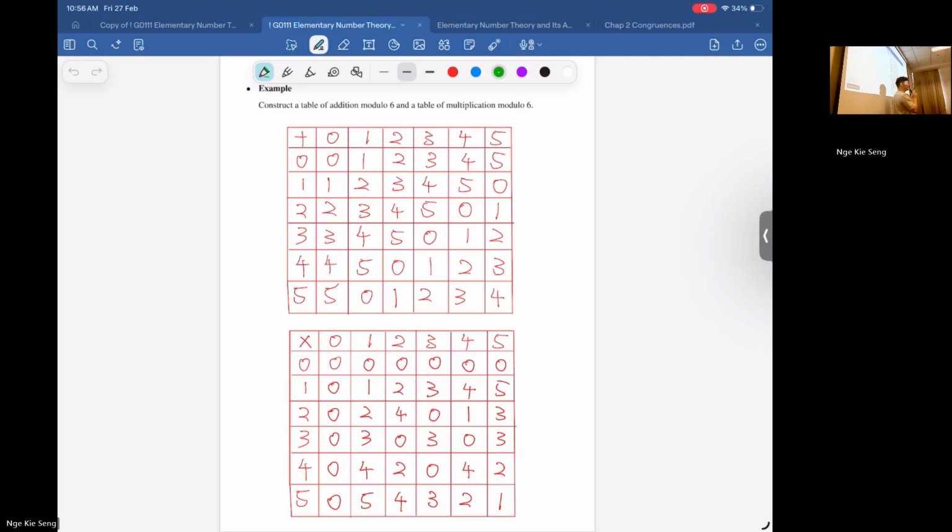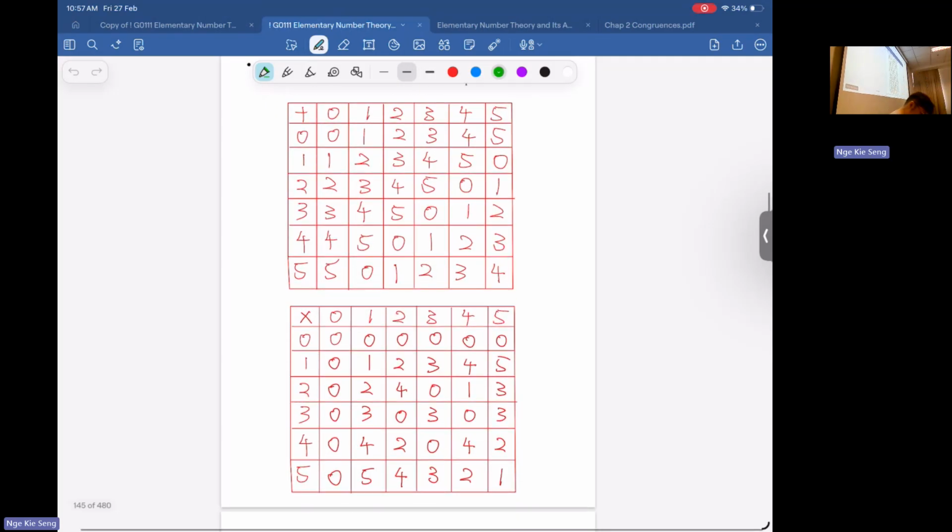So 5 and 6, what's the difference? Can you notice what's the difference based on the concepts we taught you these 2 days? What's the difference between 5 and 6? Good. 5 is prime. Very good.